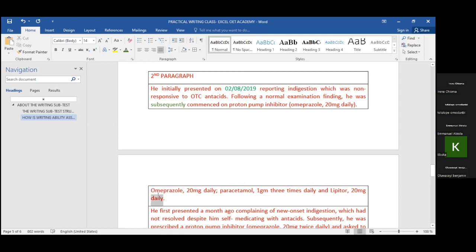Are you seeing my screen? Can you all see my screen now?